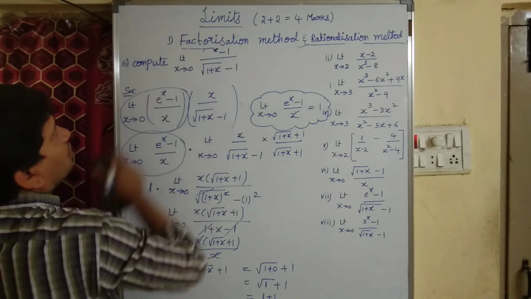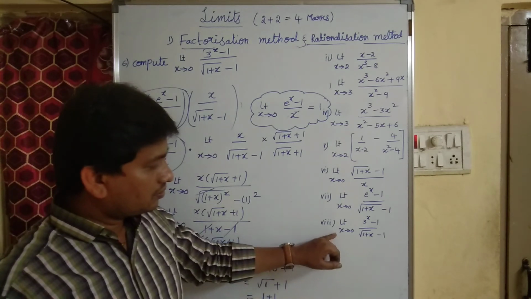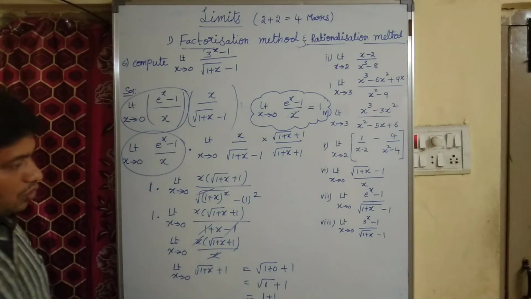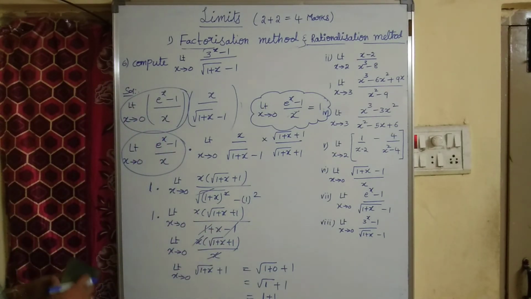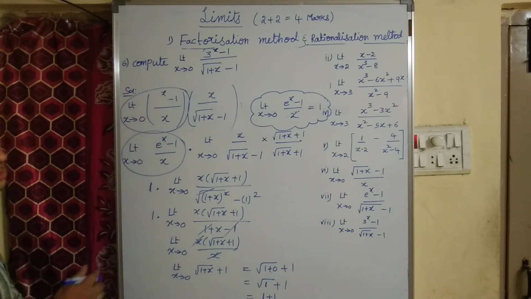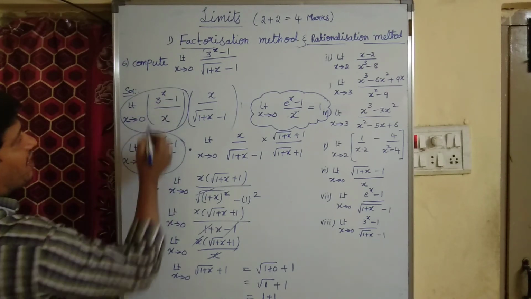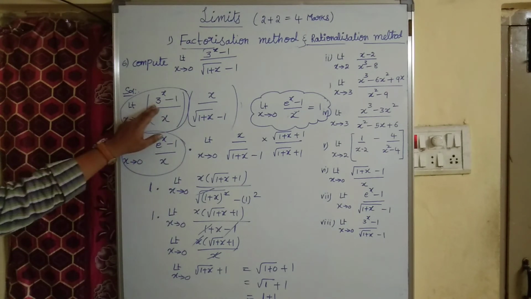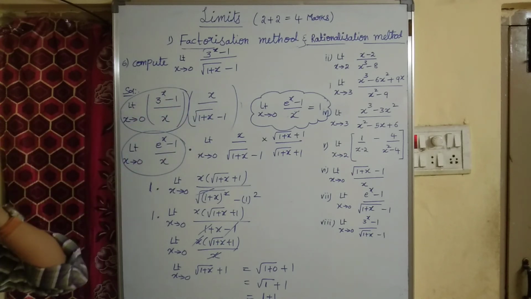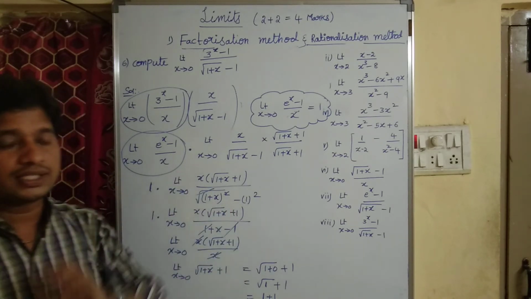Limit x tends to 0, 3 power x. So this is our question. Limit x tends to 0, 3 power x minus 1 by root over 1 plus x minus 1. Okay. So same method, instead of e power x, here we have 3 power x minus 1. So 3 power x minus 1 divided by x into again x by root over 1 plus x minus 1. Instead of e power x, here we have 3 power x.